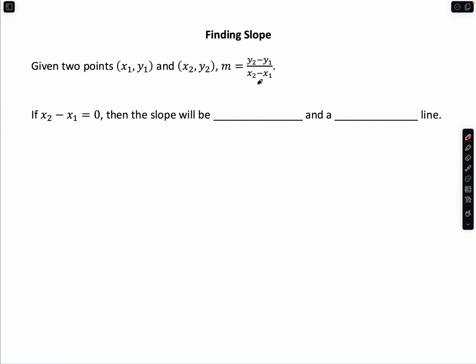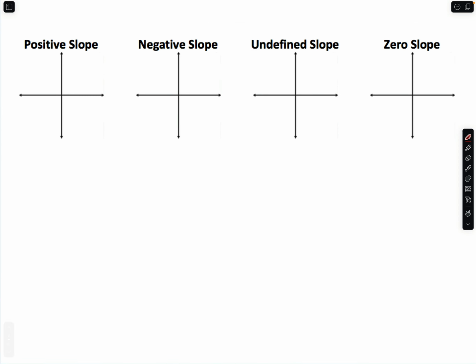If my denominator is 0, then we say that the slope will be undefined. And this happens when we have a vertical line. So vertical lines have an undefined slope. So what are the different types of lines that we could experience? Well, we might find a line that has a positive slope. So positive sloping lines look something like this.